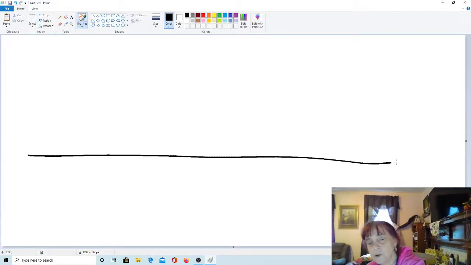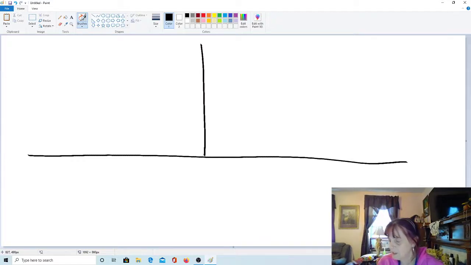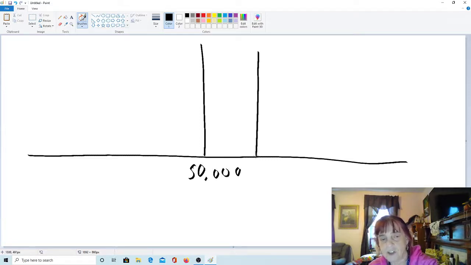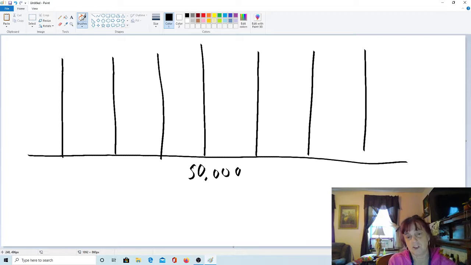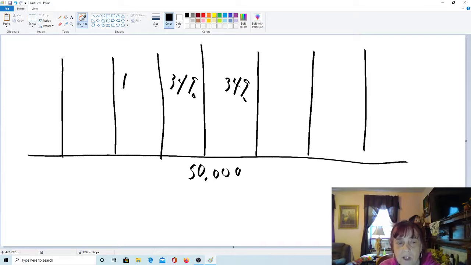Okay, now to do this, we have to have your normal curve. Here's the mean. The mean's 50,000. This vertical line is one standard deviation above the mean. Here's a standard deviation below the mean. Here's two standard deviations above the mean. Here's two standard deviations below the mean. Here's three standard deviations above the mean. Here's three standard deviations below the mean. Now there's 34% of the data that lies here, 34% that lies here, 13.5% is here, and 13.5% is here.